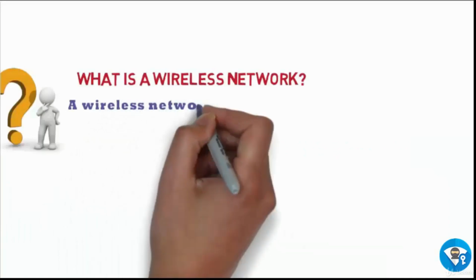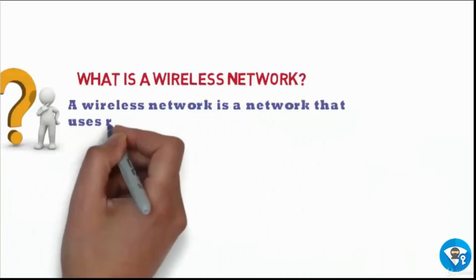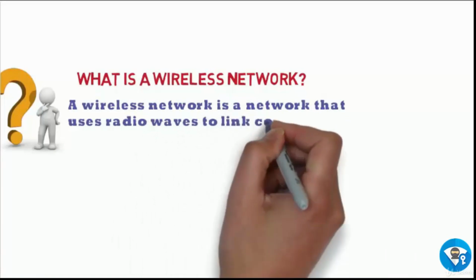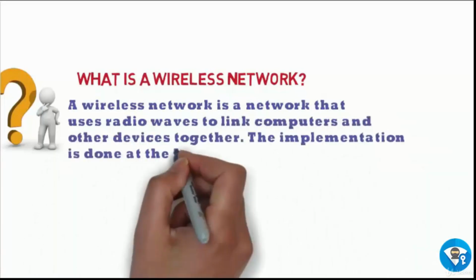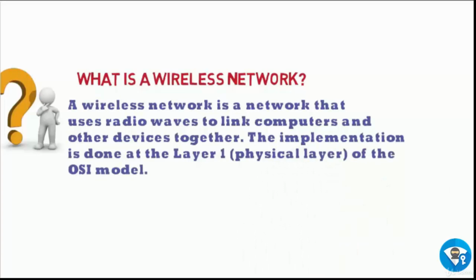A wireless network is a network that uses radio waves to link computers and other devices together. The implementation is done at layer 1, which is called the physical layer of the OSI model.